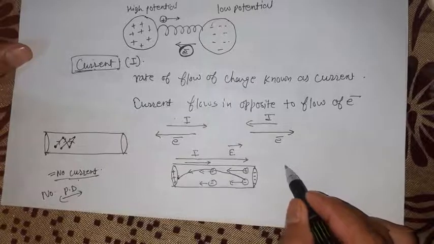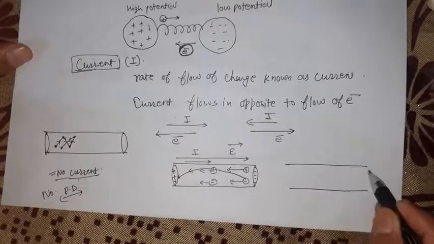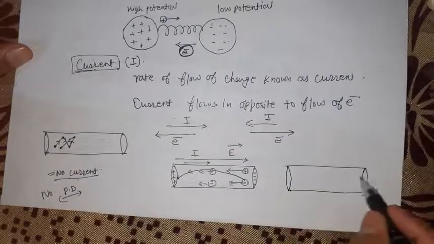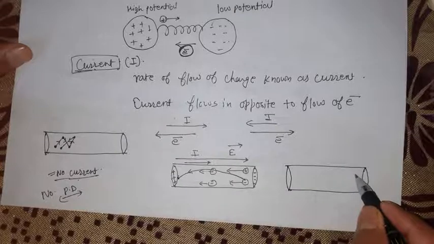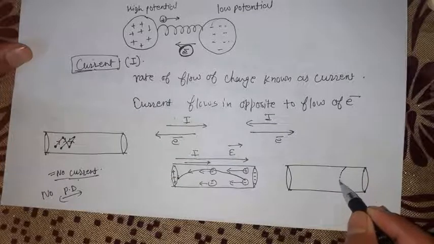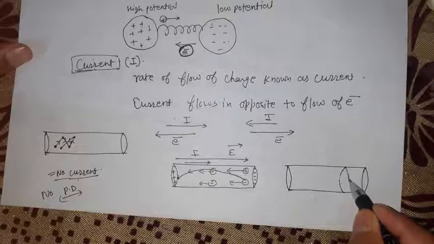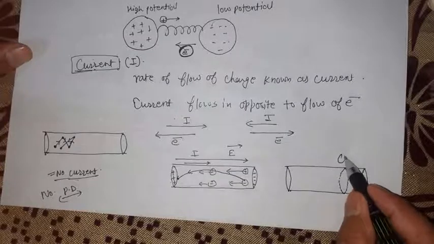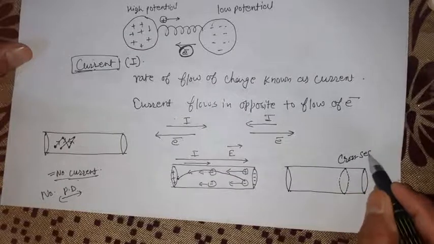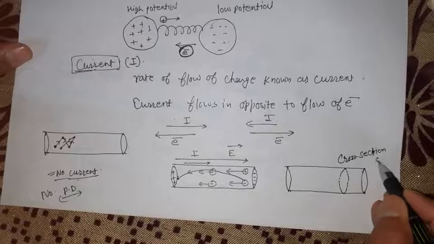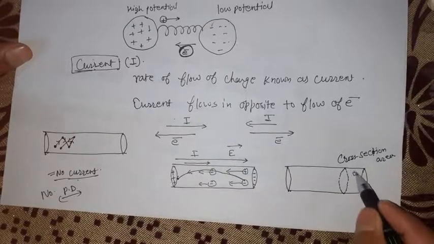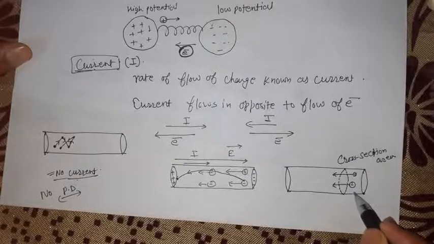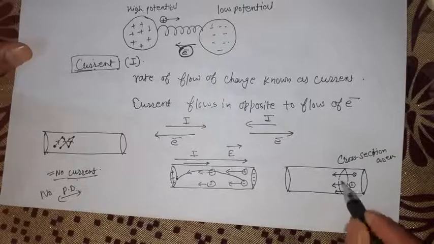So for this, students, just remember: here I have a conductor, with its two ends, and there are electrons. To define the current, I suppose there is a small area here. This is the cross section area that we are supposing. Now how many electrons are going to pass through this cross section area?